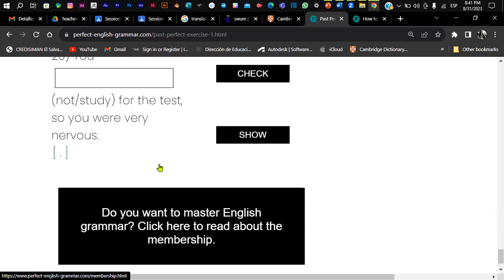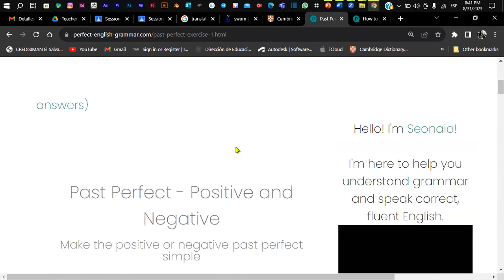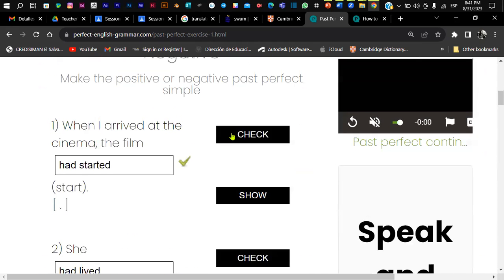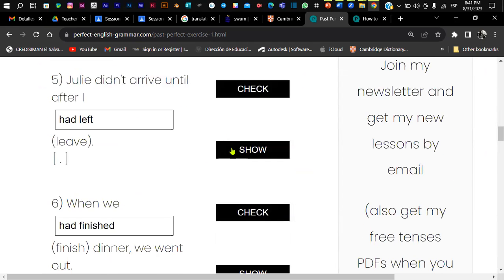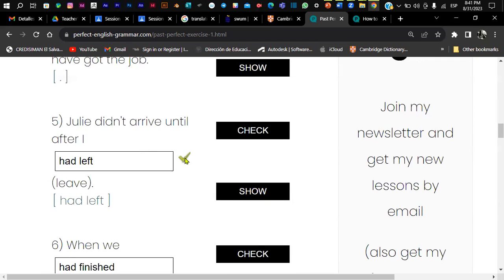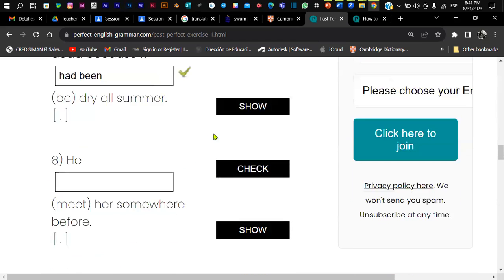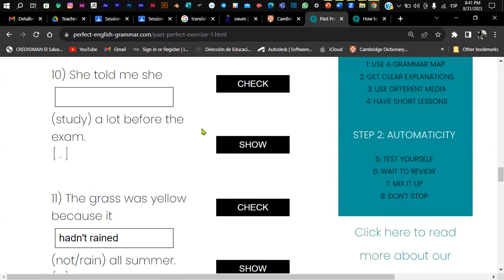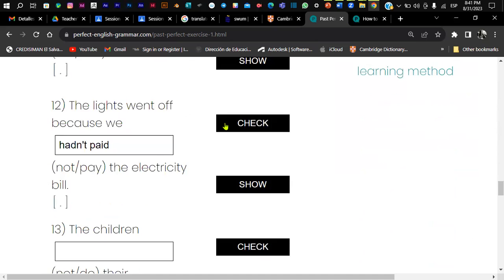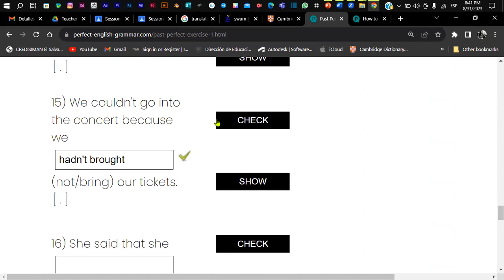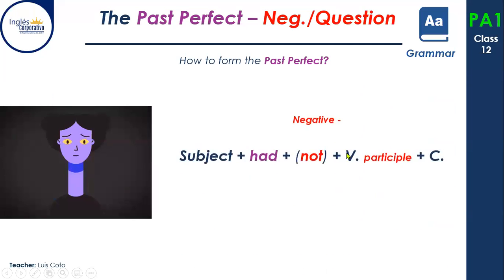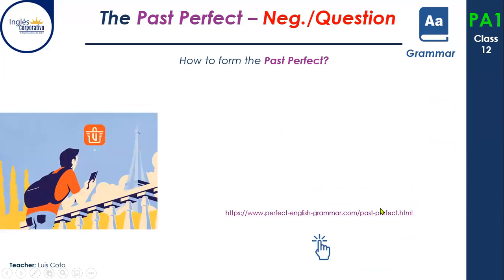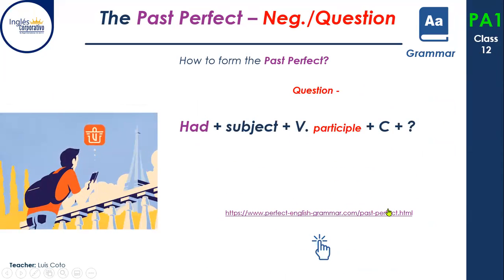Pretty good. Okay. I know I have the buttons next to the sentences. Correct. Pretty good. This one. Correct. Okay, guys. I know this is empty. Correct. Negative. Correct. And the last one. Correct. Okay, pretty good. That is how you do negative sentences in the past perfect. Now let's practice a little bit about the questions because we had that part pending.